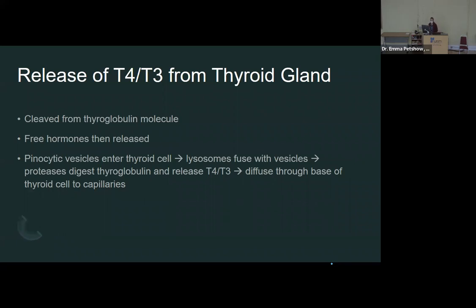So release of our T4 and T3 from the thyroid gland: it's cleaved from the thyroglobulin molecule that it was bound to. The free hormones, T3 and T4, are released into circulation, which is why you can measure them both in the blood. Free hormones are the active hormones. When they're bound to protein, they're not active. They have to be free to be active in the blood. And it all is released via the help of a lysosome that allows it to cleave and then be released into circulation, and it goes into the blood.